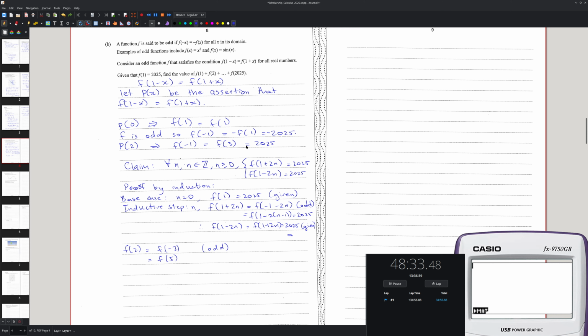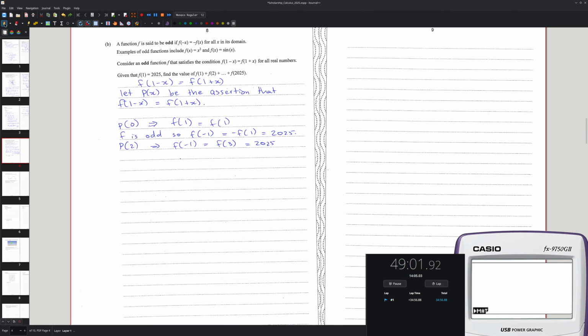Wait. Okay. No. Wait. This is cooked. Why is this cooked, right? Because if it's odd, right? So if f of -1 is actually, so this is actually negative 2025. This is negative 2025, right?